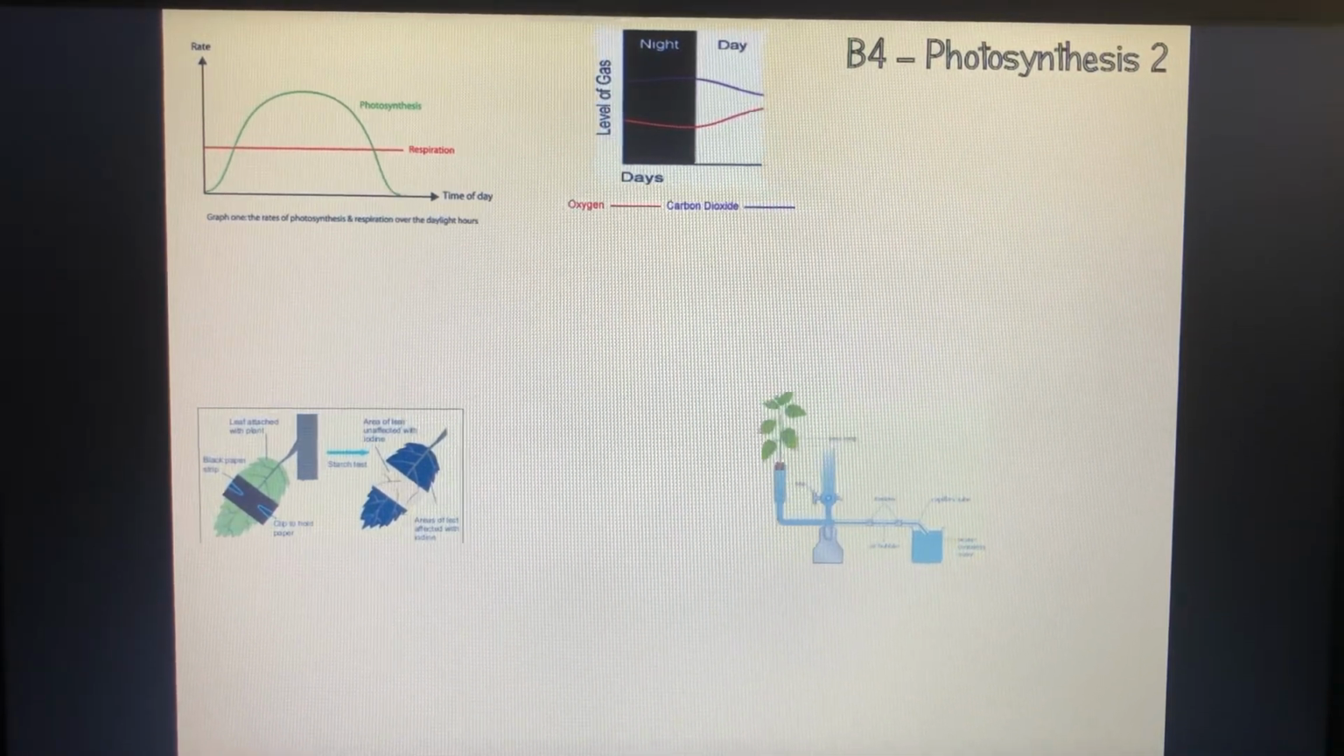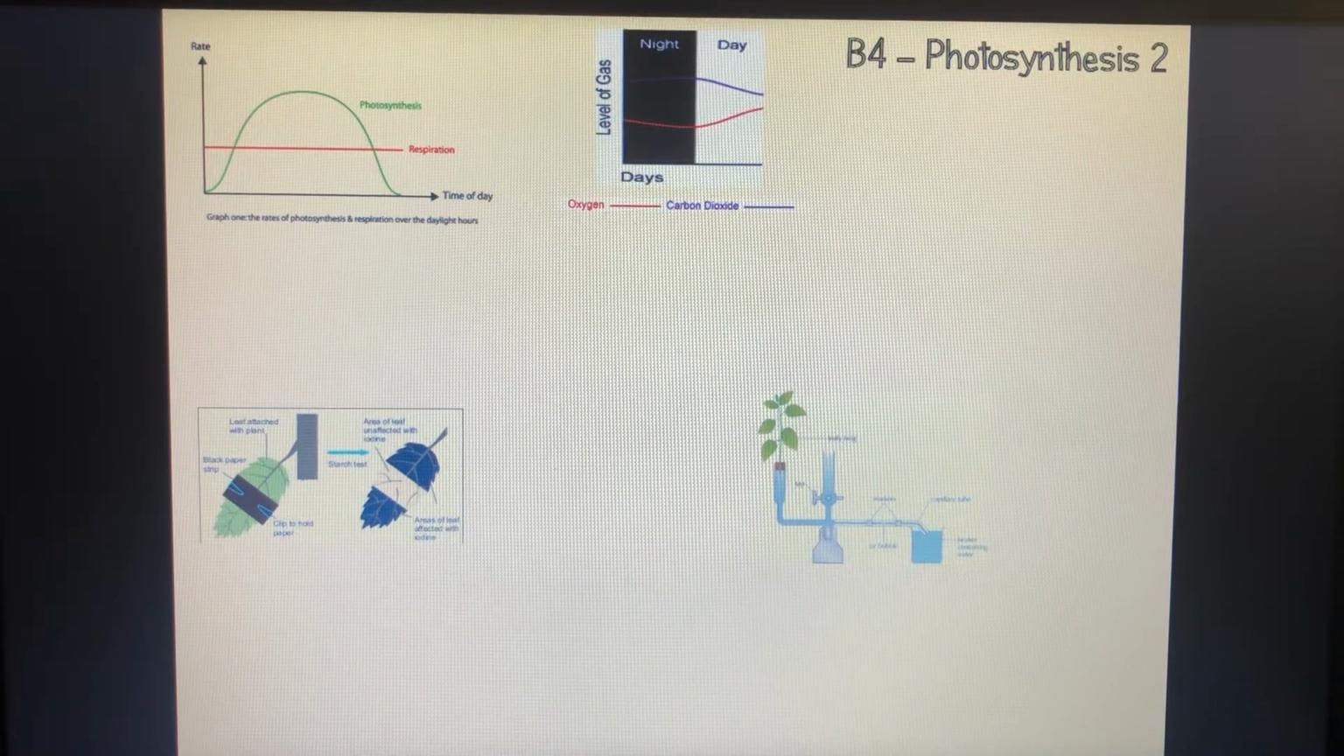Good morning, Year 9. Here we are looking at the second revision lesson out of 3 for the topic bioenergetics, and we're still looking at photosynthesis. So last revision lesson we looked at photosynthesis, and we're still looking at that today, and then in our third lesson we're going to look at respiration.